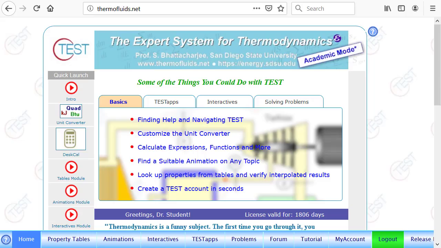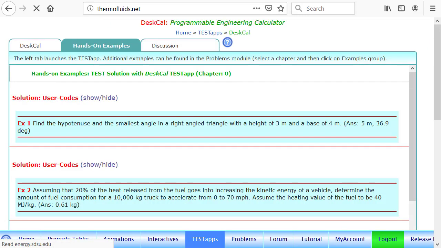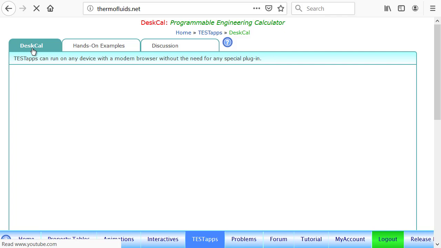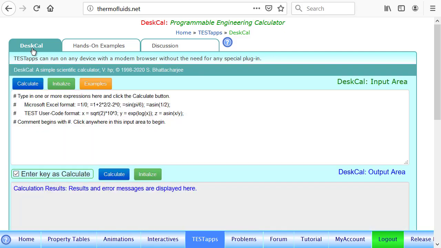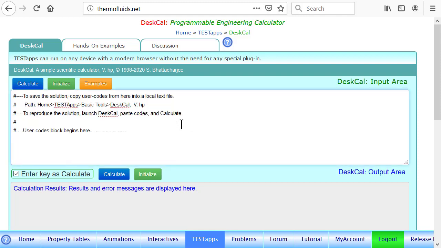So let's go launch the DeskCalc. Initialize that anytime, that's fine. Then we start coding.